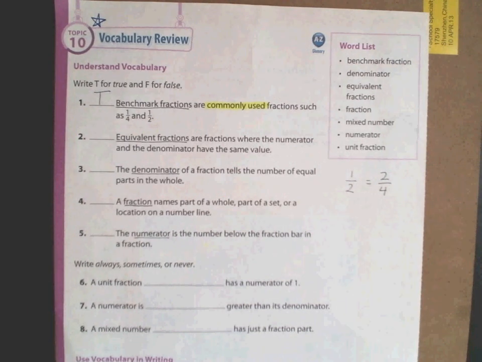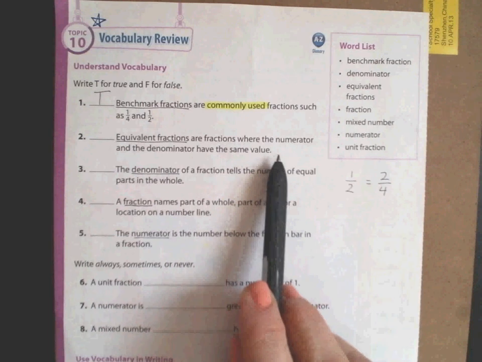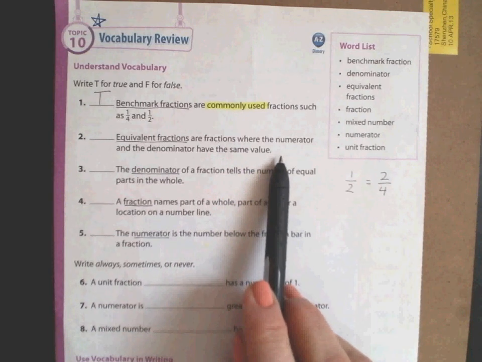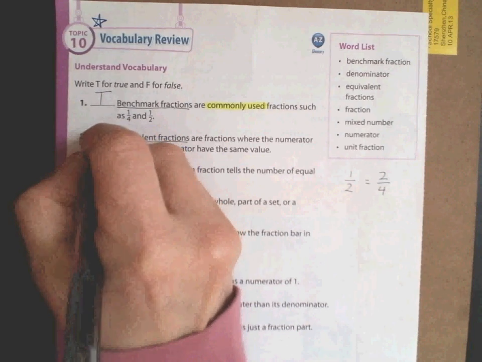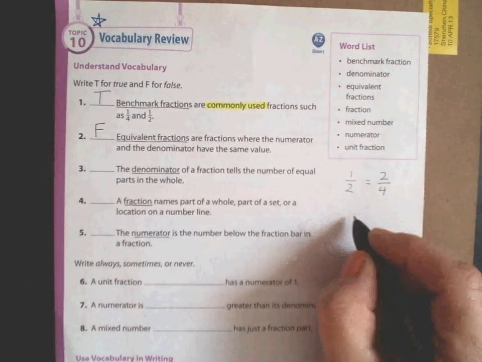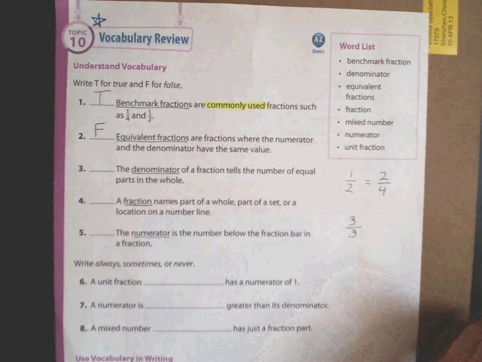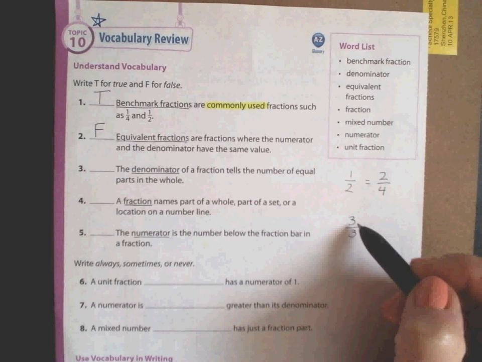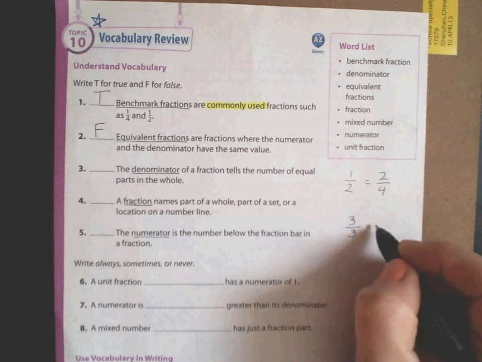Number 2, equivalent fractions are fractions where the numerator and denominator have the same value. That is false, because if the numerator, let's say, is 3, and the denominator has the same value, which is also 3, that's not an equivalent fraction. That's a fraction that's equal to 1 whole.